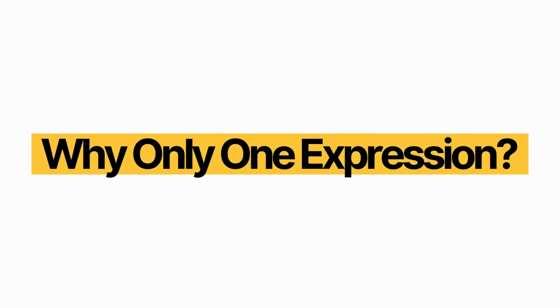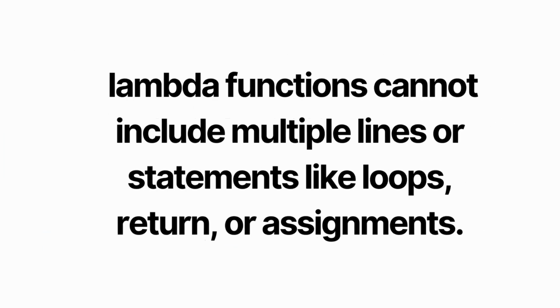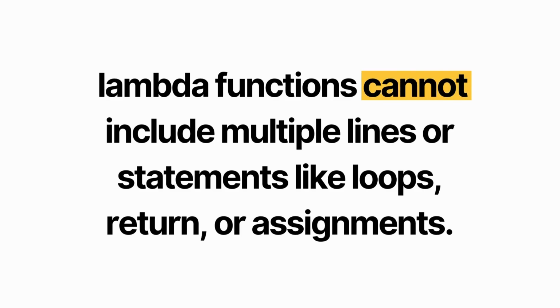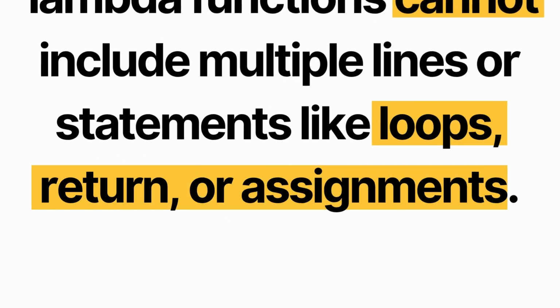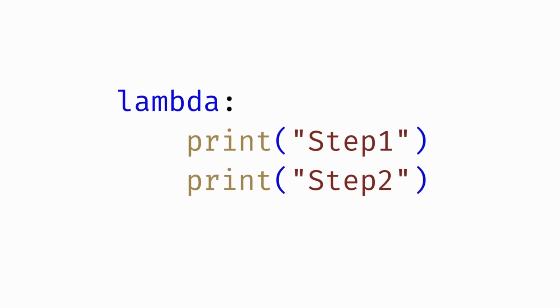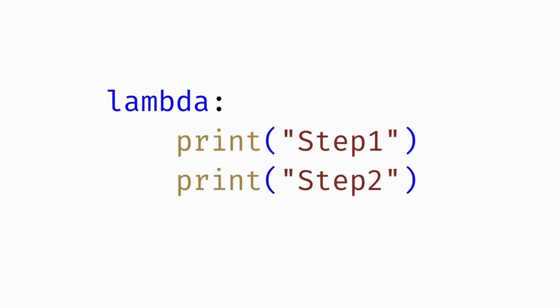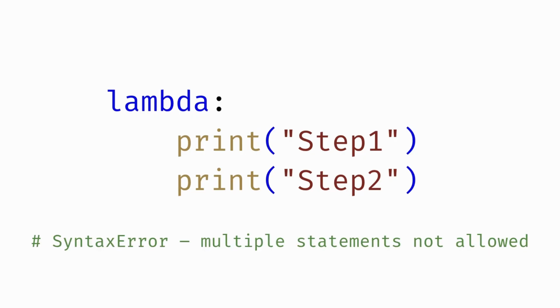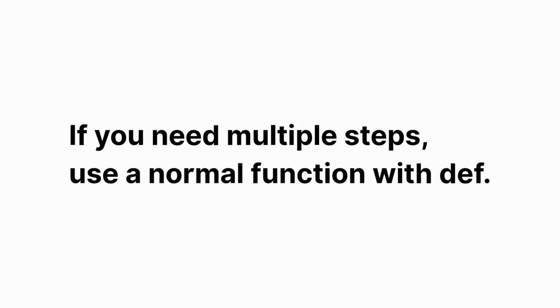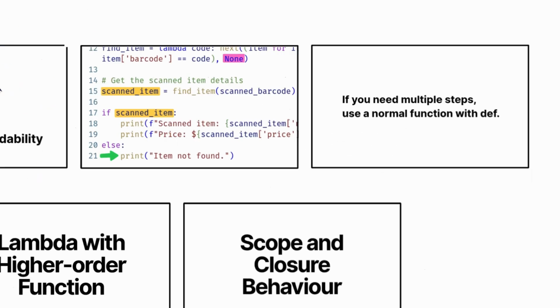Why only one expression? Unlike regular functions defined with def, lambda functions cannot include multiple lines or statements like loops, return, or assignments. Here's an example that is not allowed inside lambda. It will produce a syntax error because multiple statements are not allowed. If you need multiple steps, use a normal function with def.